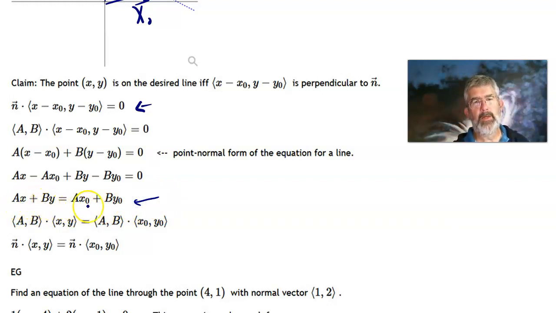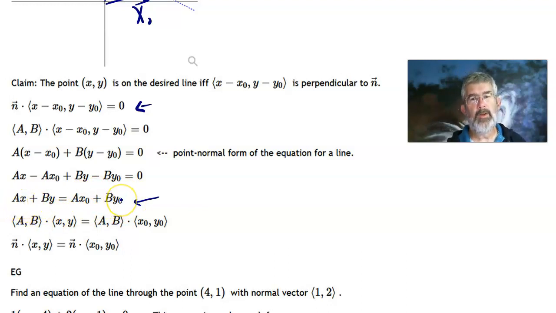Ax plus by equals stuff over here. But that stuff is all numbers that are given, right? We're given the normal vector, a, b. We're given the point we want it to go through, x0, y0. So this is all going to just be a number. And a and b, of course, are numbers, so x and y are the variables.